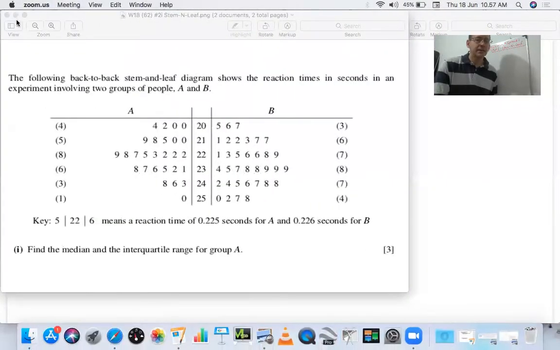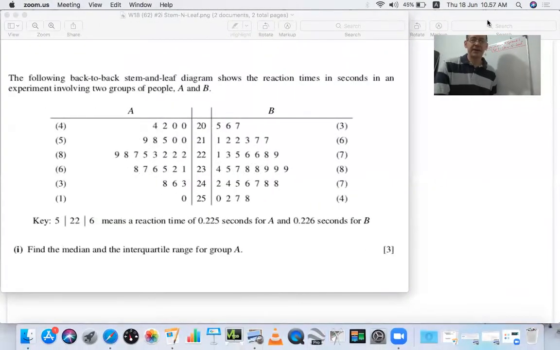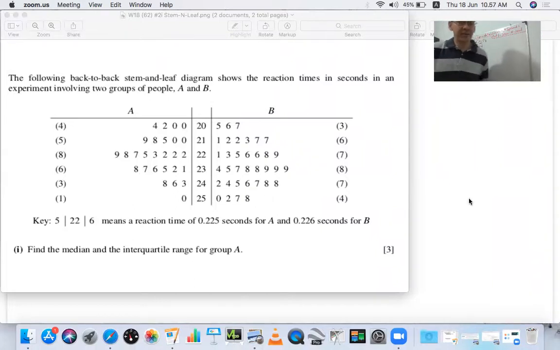And here we have our stem and leaf plot, okay? So notice it says the following back-to-back stem and leaf diagram. Now what it means by back-to-back is this: if you look at my cursor, this here is the stem. And then going out from the side are the leaves.